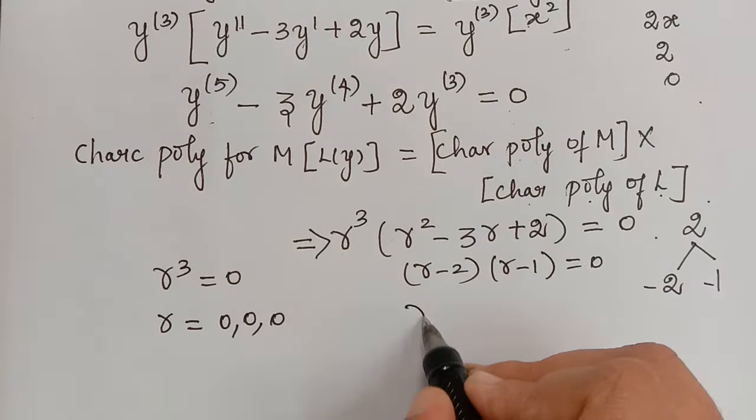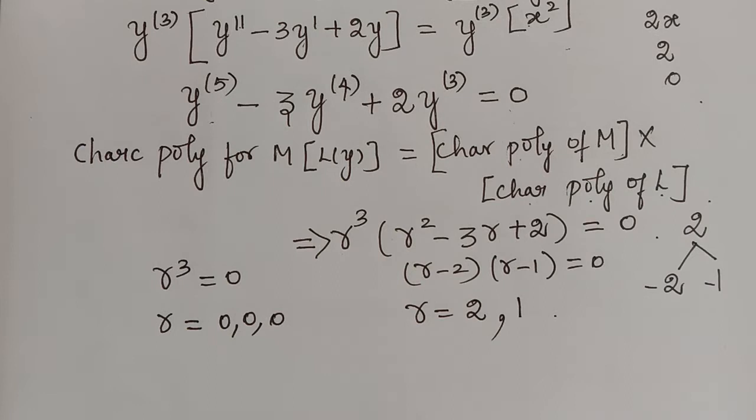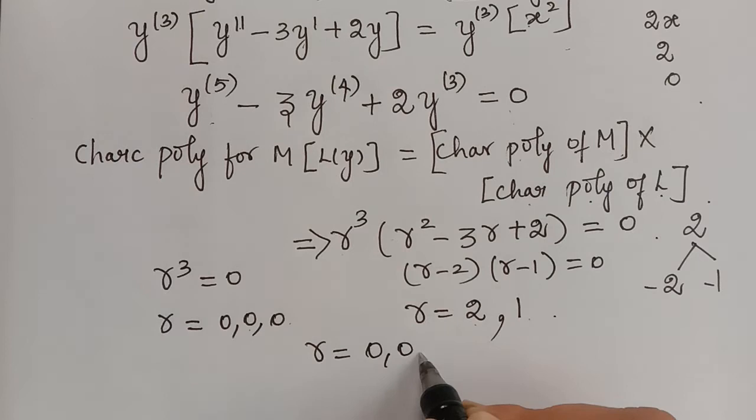So we observe that there are three repeated roots, which are 0, 0, 0, and the other two roots are 1 and 2. So in general, r is equal to 0, 0, 0, and 1, 2. So these are the roots of r.